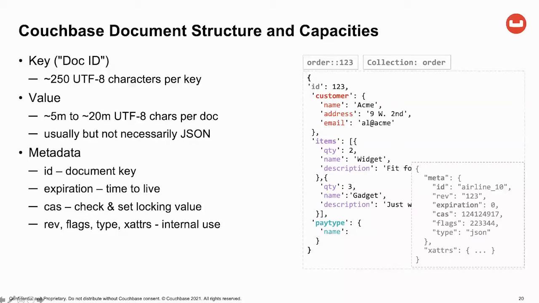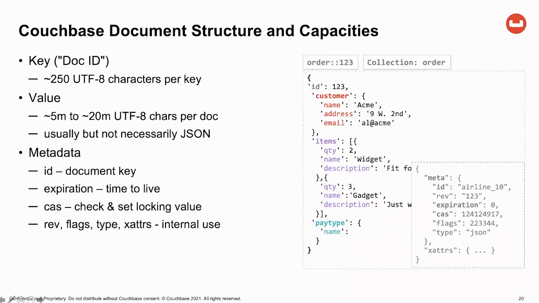Usually, but not necessarily JSON, right? So typically the kind of document you're going to store in Couchbase is going to be JSON, but it's not necessarily JSON. So other than that, you also have the metadata. The metadata consists of various things like ID, expiration, cache, and other things like revision, flags, types, and extra attributes where you can store your own attributes.